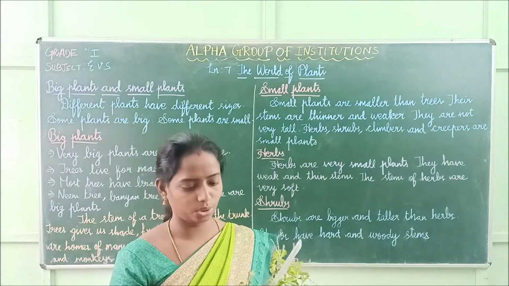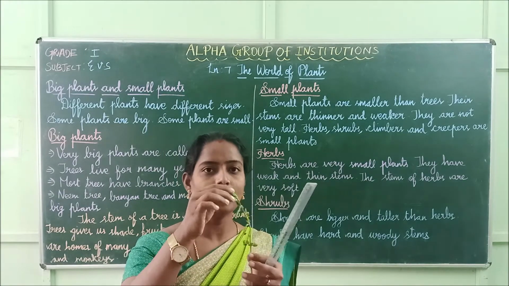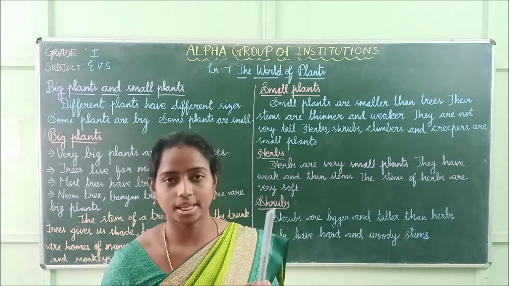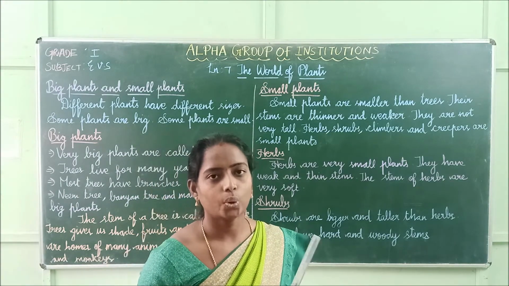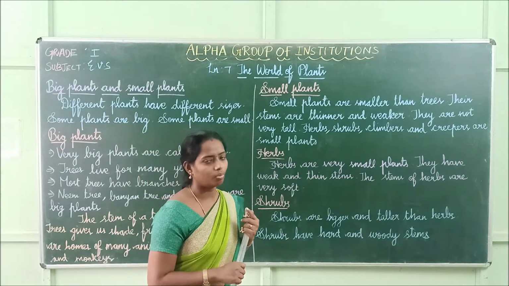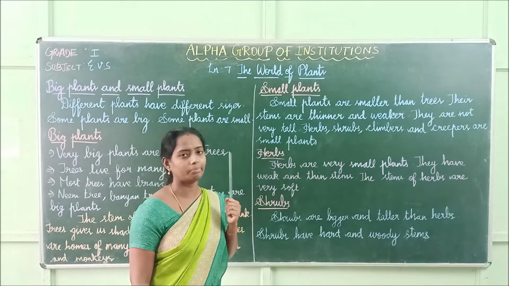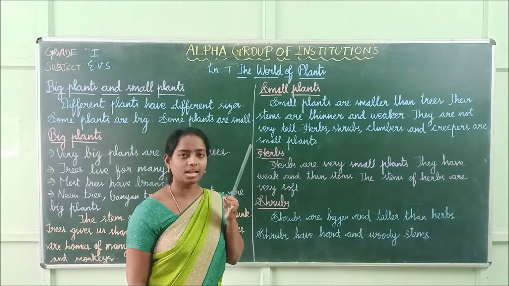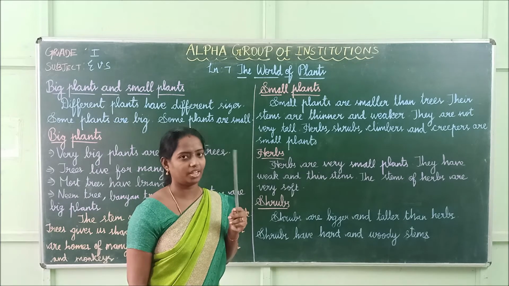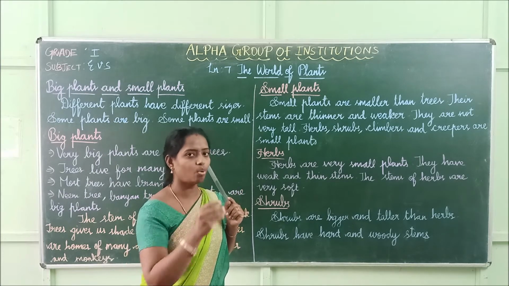And then I'm going to show you mint. The stem is also very thin and weak, okay children. So the examples of herbs are coriander, mint and tulsi. Are you all clear about this? What are all the herbs? Examples: mint, tulsi and coriander, because the stems are very thin, weak and soft. These are also very small plants.